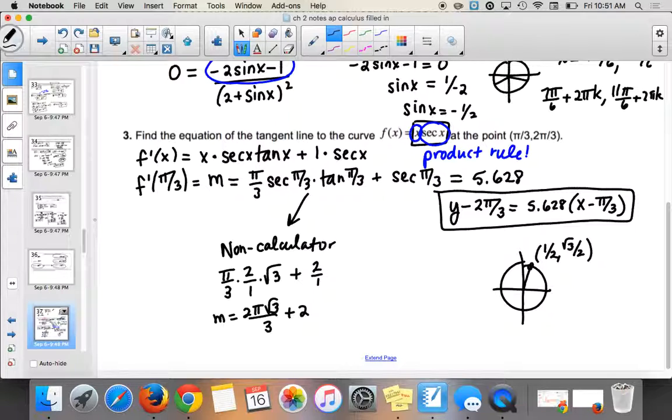That is our slope. That's why I thought it would be easier to write the decimal version, because it's kind of weird to put that right here, right? So you would put an n in parentheses. So it would look like y minus 2 pi over 3 equals 2 pi root 3 plus 2 over 3 plus 2 in parentheses, that whole slope, times x minus pi over 3. Oh, gross. Don't you hate it when it says find the exact value? That would be the exact value for the slope.